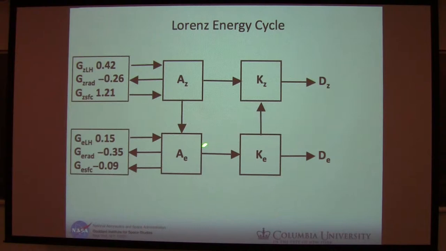For GE, the largest term is radiation, and it takes energy away. Surface fluxes are a small negative, contributing with radiation to take out energy. And latent heating adds energy, but not enough to overcome the overall negative impact of radiation and surface sensible heat fluxes. So GE destroys any available potential energy in the global annual mean, though, as we saw before, not necessarily reasonable.